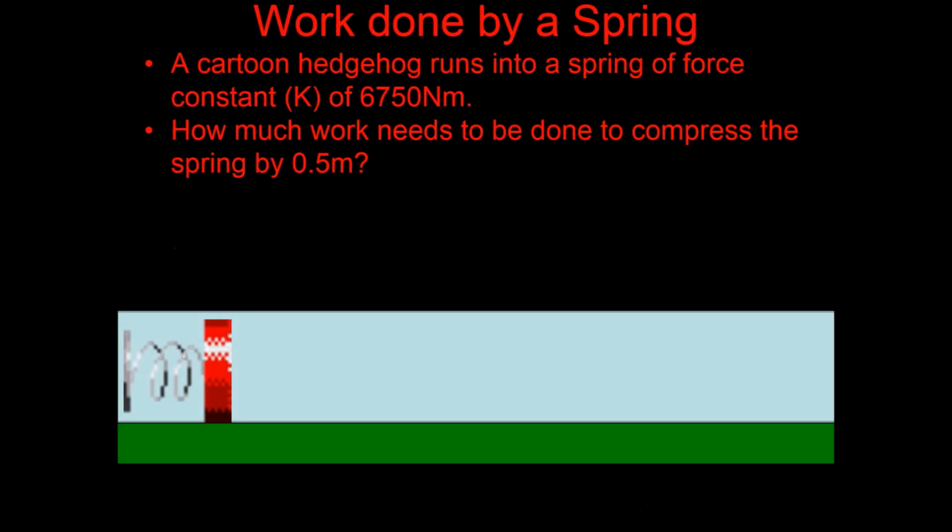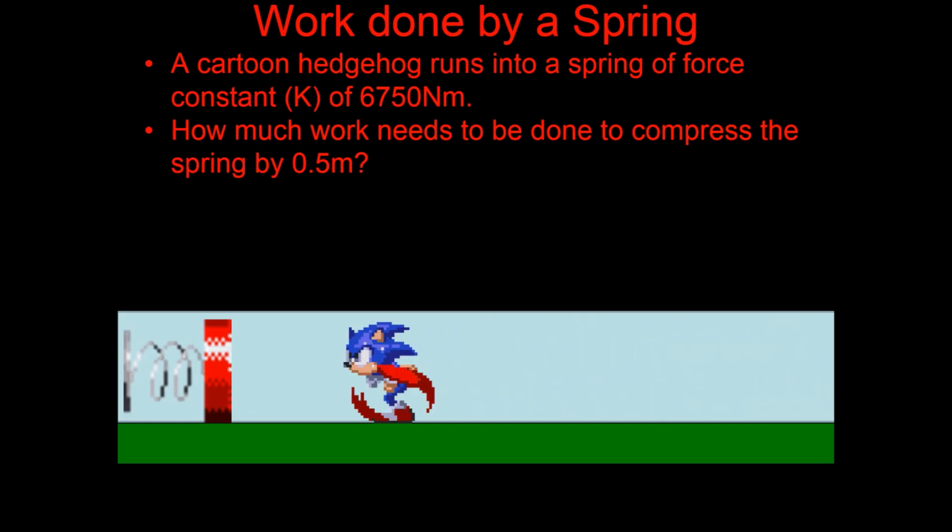So let's take a look at another example, slightly ridiculous, but here I just guessed the mass of a hedgehog. Here we have a cartoon hedgehog, for you gamer people out there, that's running into a spring of force constant k of 6,750 nanometers. Nanometers? Newton meters. I keep doing that. Be careful. Don't do that. Do as I say, don't do as I do. 6,750 newtons per meter. How much work needs to be done to compress the spring by 0.5 meters?